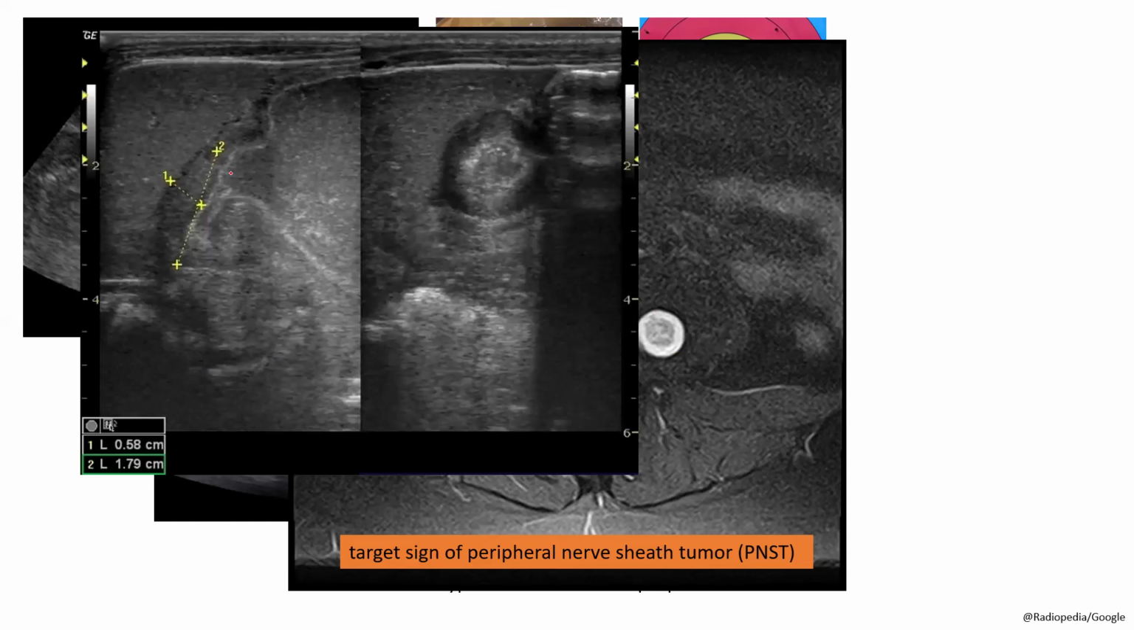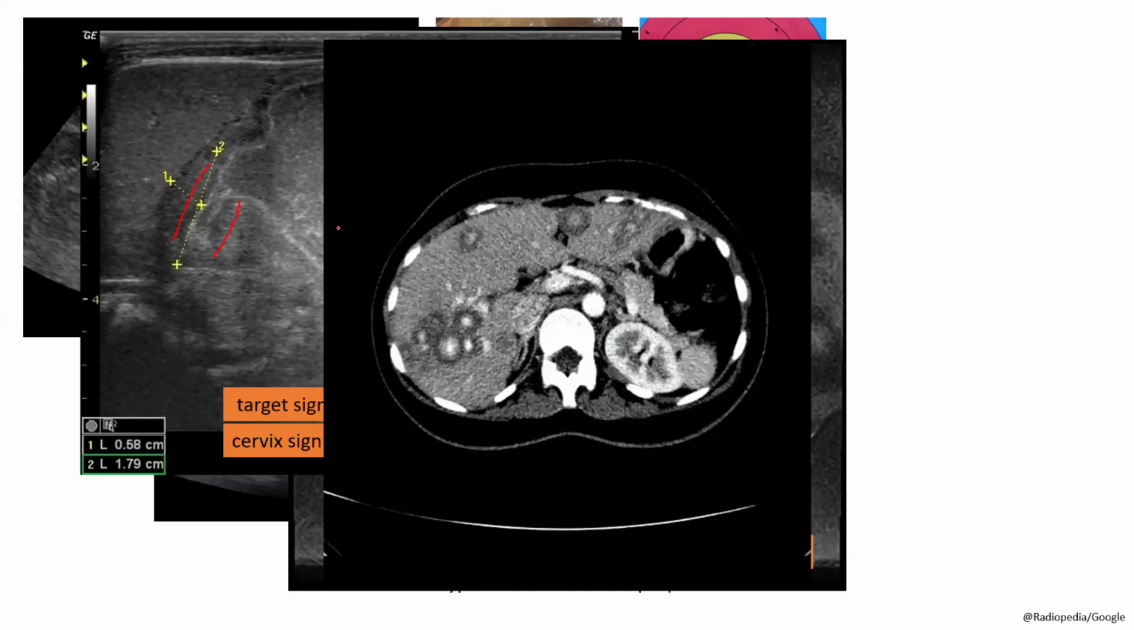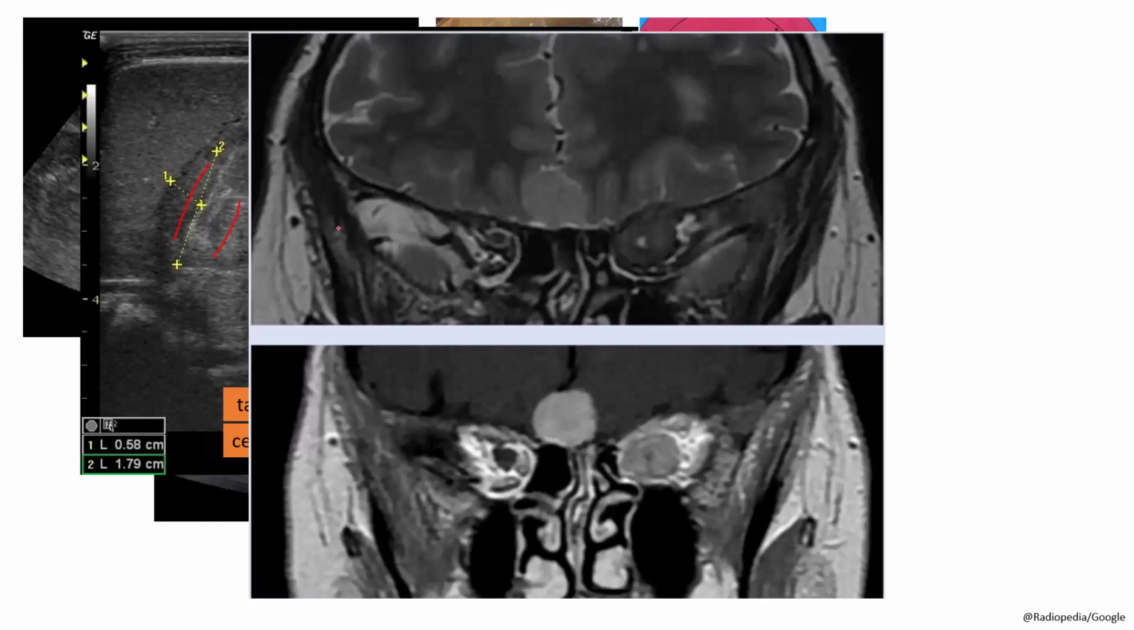In this case of hypertrophic pyloric stenosis, you are seeing not only a target sign in the axial view, but also a cervix sign of pyloric stenosis. This is another target sign or donut sign in a case of hepatic tuberculosis. And this is a donut sign of meningioma in the optic nerve sheath.